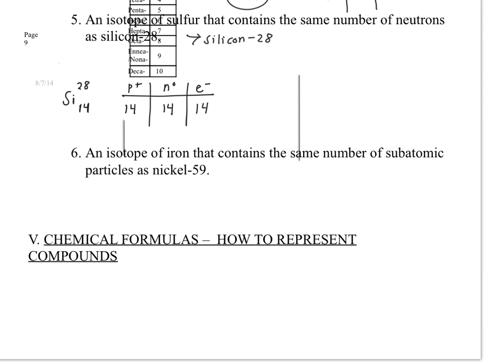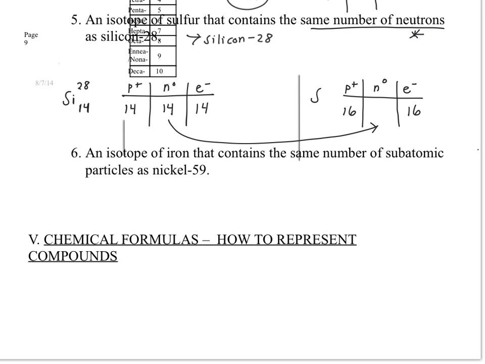And what we need to find is what this isotope of sulfur is. So let's go ahead and draw another table that will give us the number of subatomic particles in sulfur. And sulfur has an atomic number of 16 in the periodic table. Since it's neutral, it also has 16 electrons. And according to the problem, we want the same number of neutrons. So we need to keep 14 the same. So this is going to have 14 neutrons.